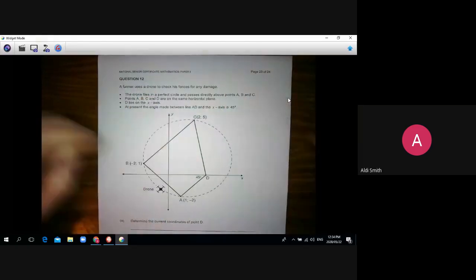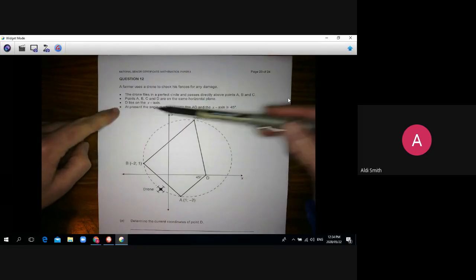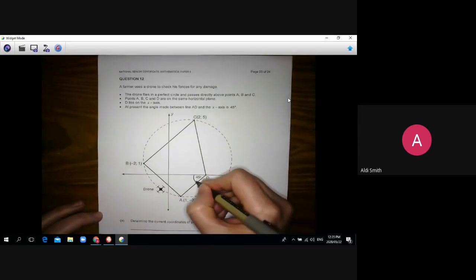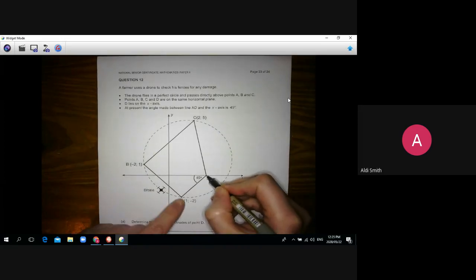So that's pretty easy. D lies on the x-axis. So they give D there as a point on the x-axis. And they say at present the angle made between the line AD and the x-axis is 45 degrees. So they're telling you this is then 45 degrees. Okay. Now, the first question they ask is, determine the current coordinates of point D. Now, to determine those current coordinates of point D, you need to realize D is the x-intercept of line AD.